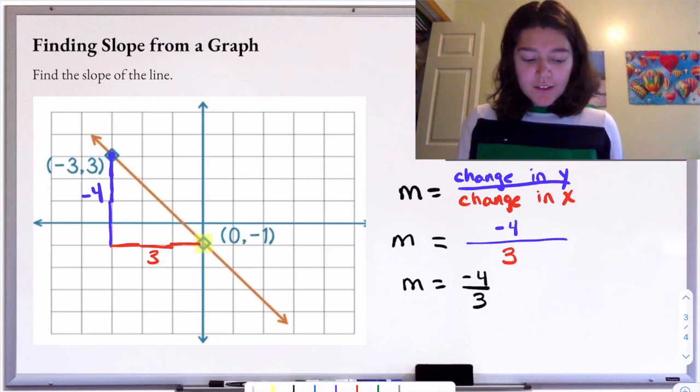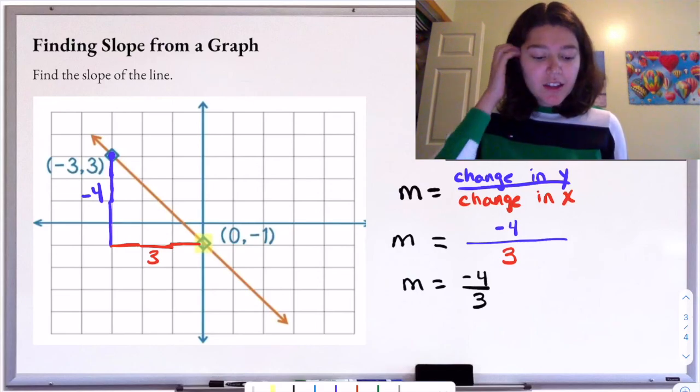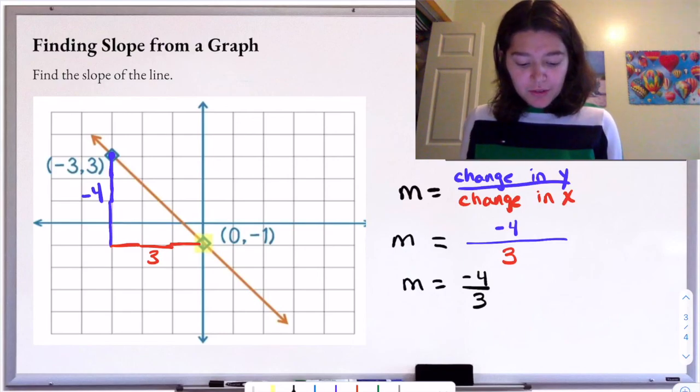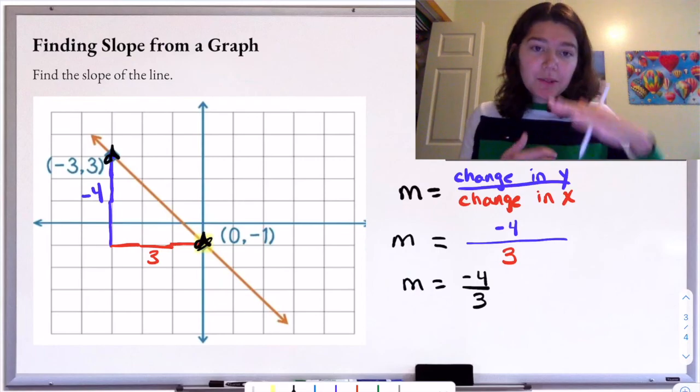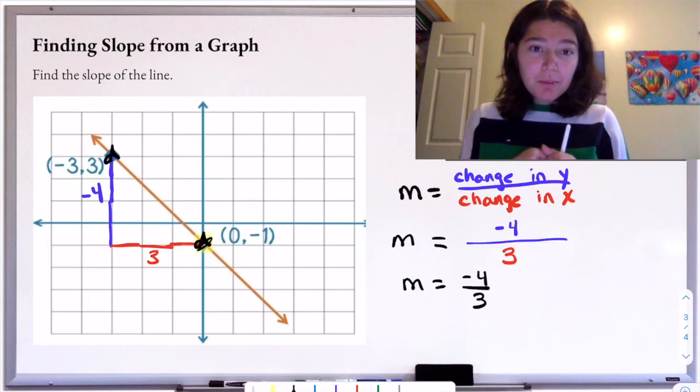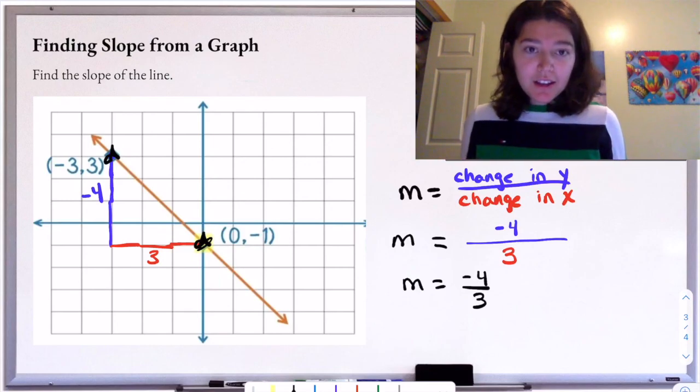I want you to note that our slope here is negative. And again, I said that because when I was going from one point to the other, I was going down 4. Okay, so whenever I'm going down, that's going to be represented by a negative number. And then when you're going left, that's also going to be represented by a negative number.